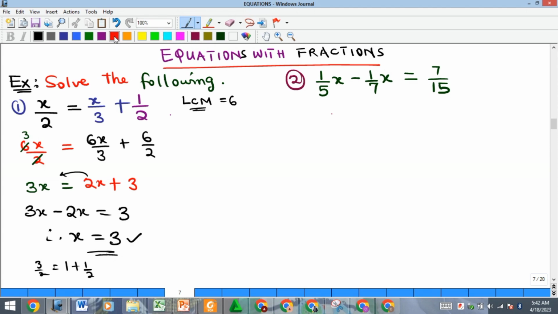So we go to example 2. We also look for the LCM of the three denominators that we have here. And the three denominators we have are 5, 7, and 15. So what will be the LCM? The LCM of the three of them is 105. And so when we multiply, we are going to have 105 multiplying.